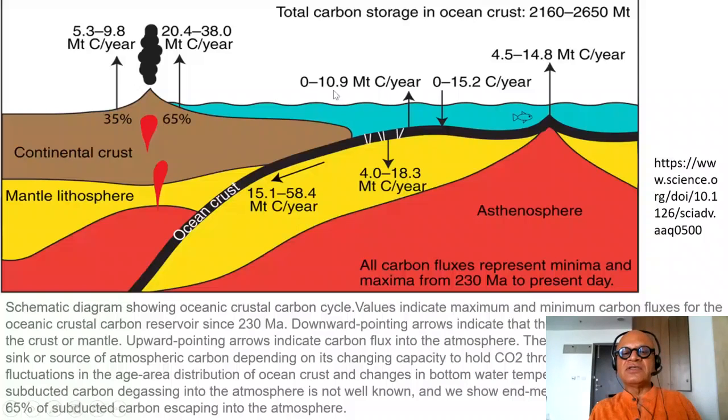Okay, so there is the outgassing, or CO2 release to the atmosphere. So we are going through all the ocean processes. Obviously things cannot go directly from the ocean crust to the atmosphere. They have to go through the ocean carbon cycle, but the estimated release into the atmosphere is from 0 to 10.9 million tons carbon per year, but there is an uptake, sequestration into the ocean crust, of 0 to 15.2 million tons carbon per year.